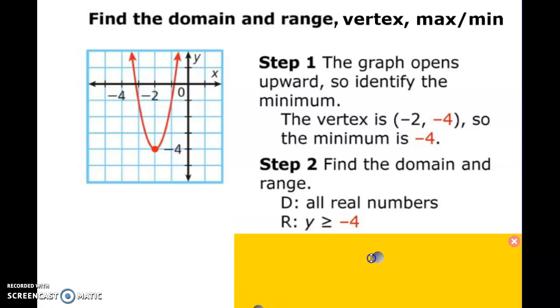But the range, the y value, you'll notice that the y value is a -4. And it's a closed circle, so again, it's got to be greater than or equal to a -4. You'll notice that there are no points down underneath that graph. This vertex is the lowest point, and everything under here is not a possibility for the range.